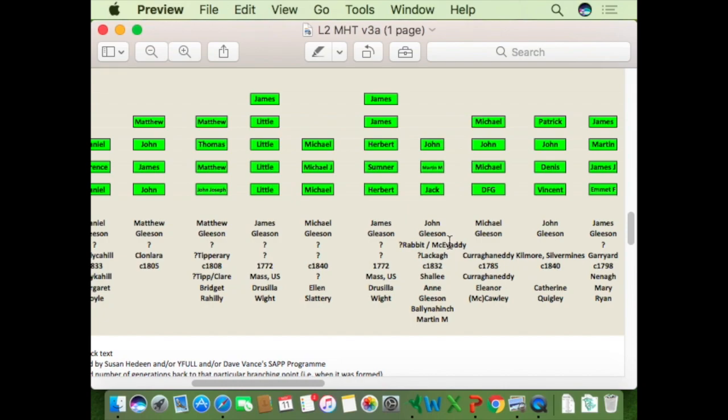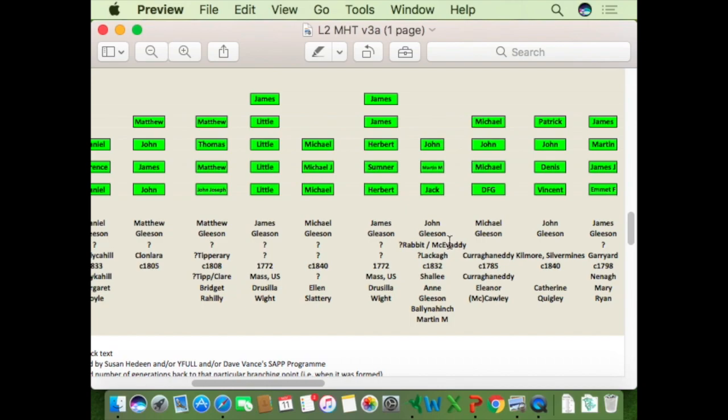The reason why the various GLEASONs in that neighborhood had nicknames was because there were so many of them that you had to distinguish between the various GLEASON families in North Tipperary. There is a saying, if you throw a stone, you'll hit a GLEASON. It's an observation, not a recommendation. I need to emphasize that.